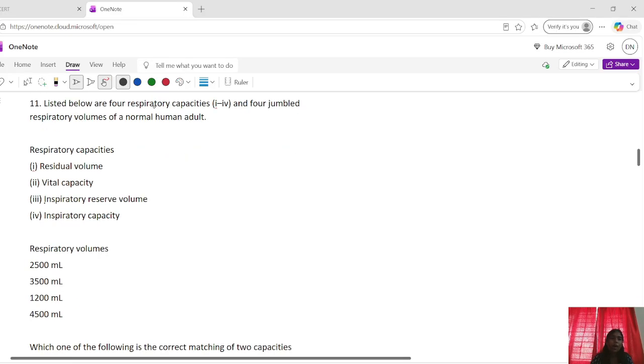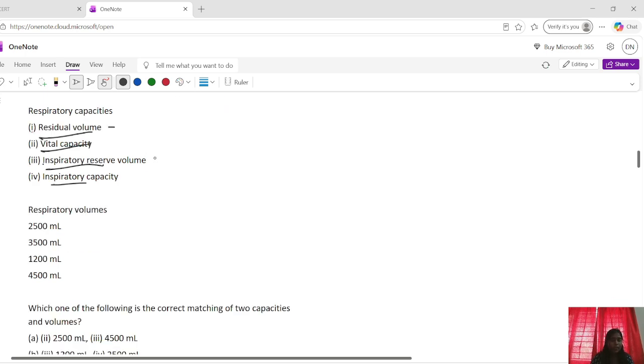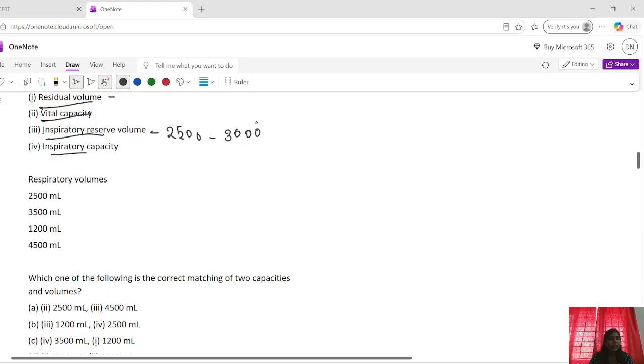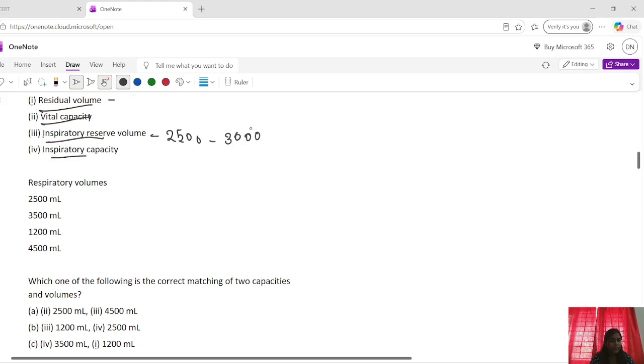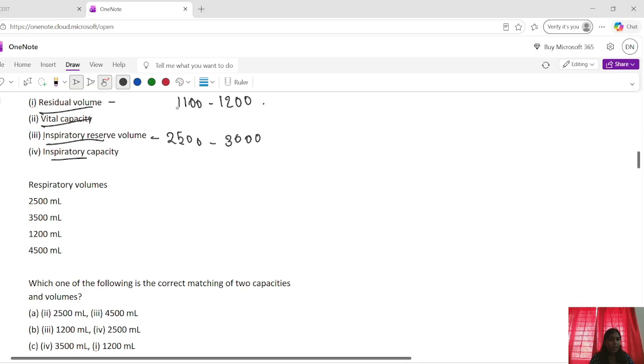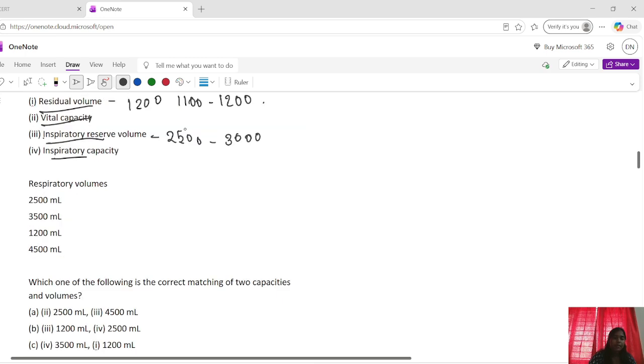Okay. Listed below are 4 respiratory capacities and 4 jumbled respiratory volumes of a normal healthy adult. We actually know the value of inspiratory reserve volume and residual volume, right? What is the value of inspiratory reserve volume? That is 2500 to 3000. And what is the value of residual volume? Around 1100 to 1200, right? So 1 is 1200 and 3 is 2500.